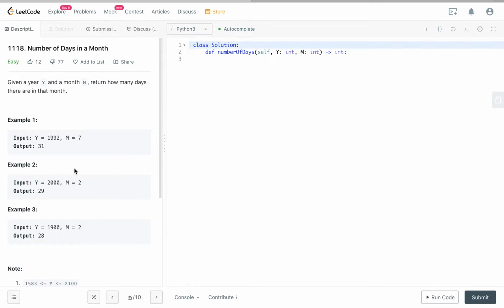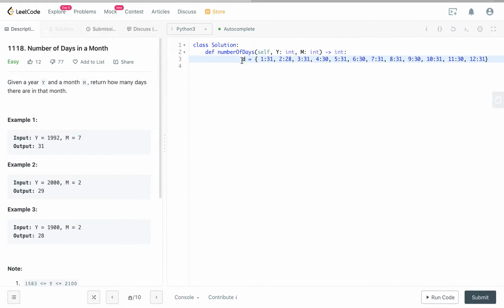In each month, the number of days is pretty much set, except in February. In a leap year, there are 29 days, whereas in a normal year, there are 28 days. So for this question, we basically have to figure out whether the year is a leap year or not.